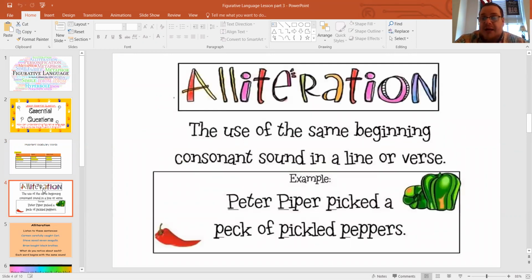Alliteration, the use of the same beginning consonant sound in a line or verse, like a poem. So, for example, Peter Piper picked a peck of pickled peppers. Notice the P is repeated there. Peter Piper picked, peck, pickled peppers, all P's. And now also notice that the words a and of are in there. So you don't have to use all P's. You don't have to do all the way around. You can add other words in there that aren't the same with the same letter, okay? But the majority of the letters of the sentence has to be the same, okay?